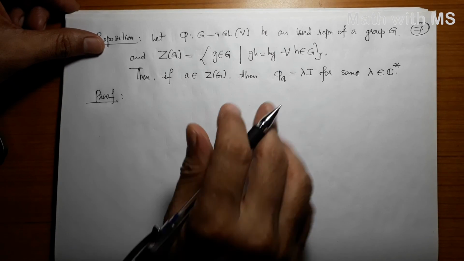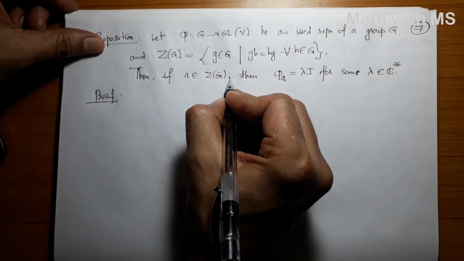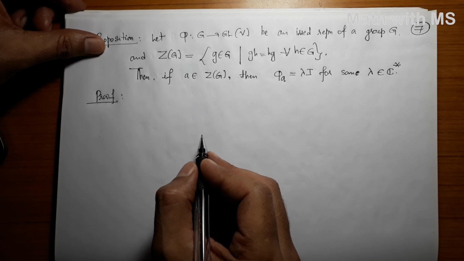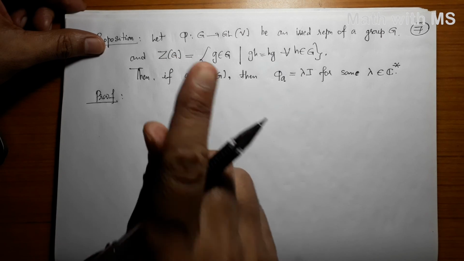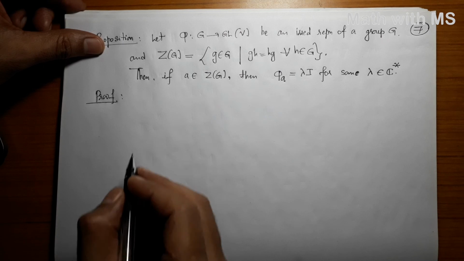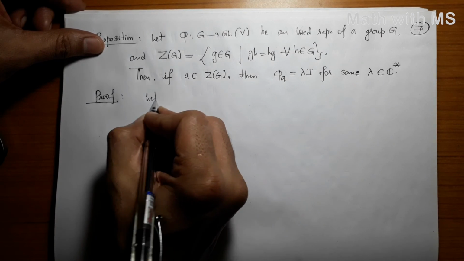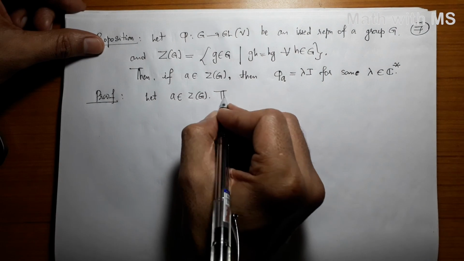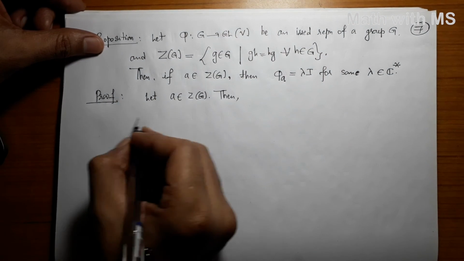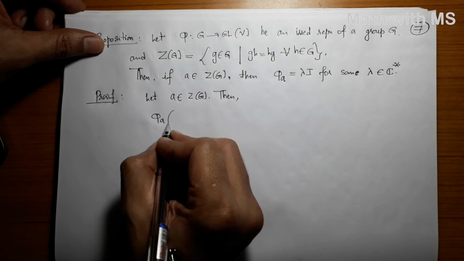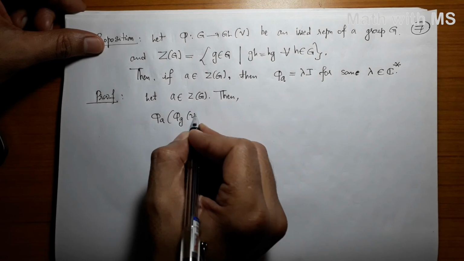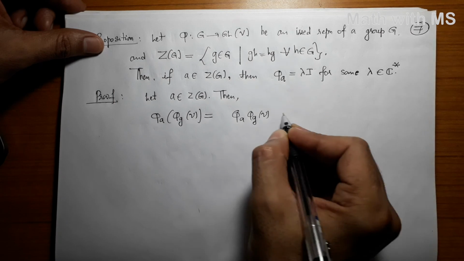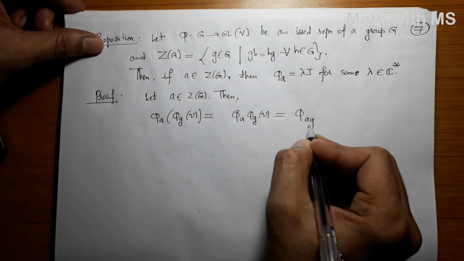Simple minded. Observe something similar to what we already did in the proof of the fact that every irreducible representation of an abelian group is one dimensional. Okay, so let A belong to Z(G) be an element. Then observe the following: phi A acting on phi G acting on any vector V is just the same as phi A phi G acting on V. That is the same as phi of AG acting on V.